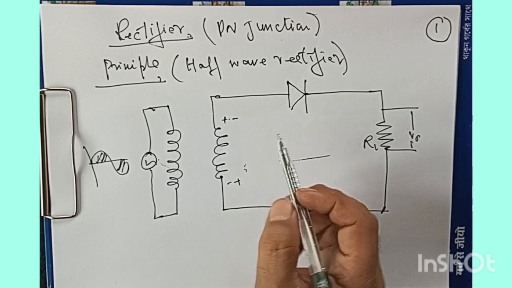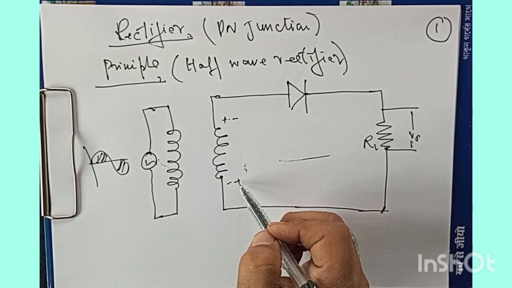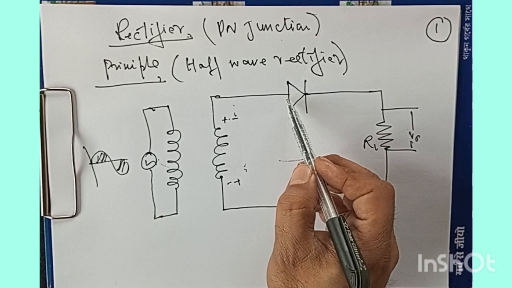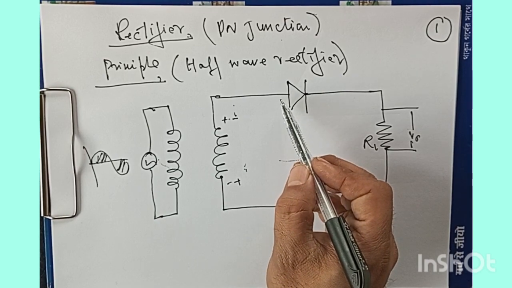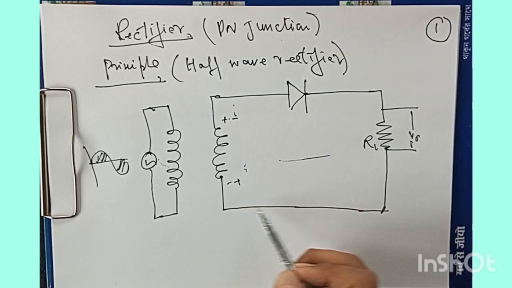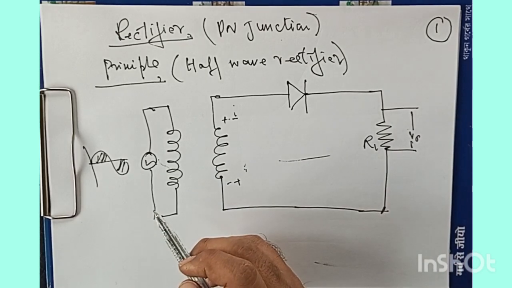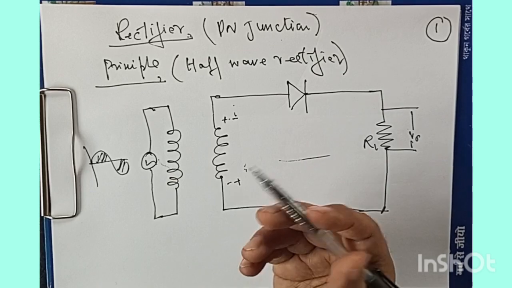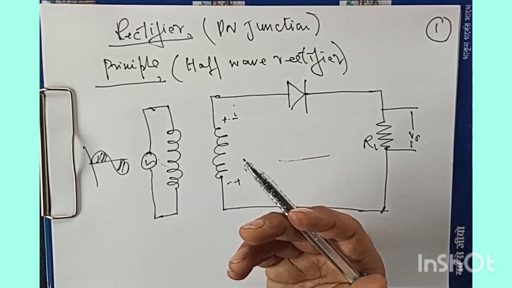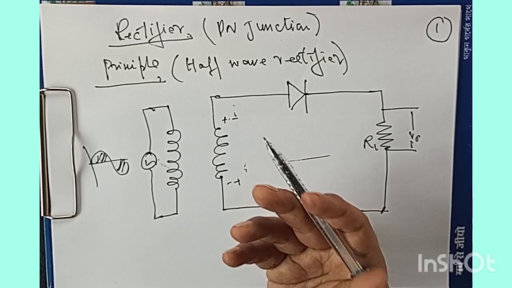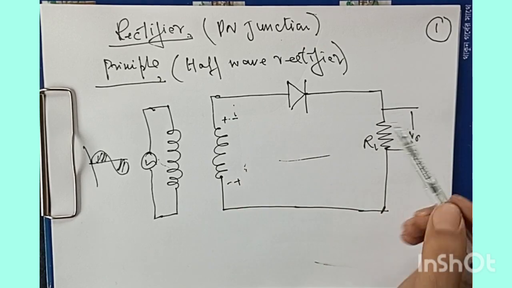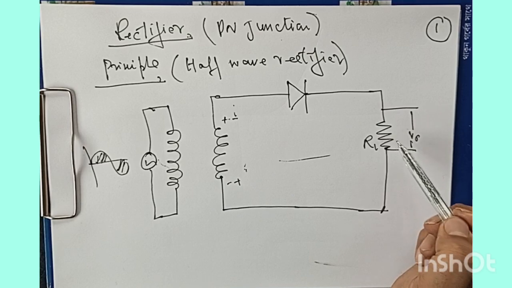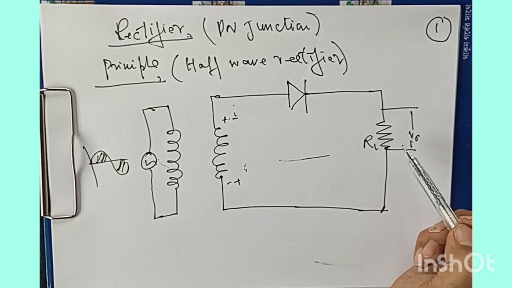So the junction diode in this case is reverse biased, because we have the negative terminal connected to the P side of this PN junction, and the positive side is connected to the N side. Hence this junction diode does not conduct. Therefore, we get no output across the load resistance during the negative half cycle of the input.